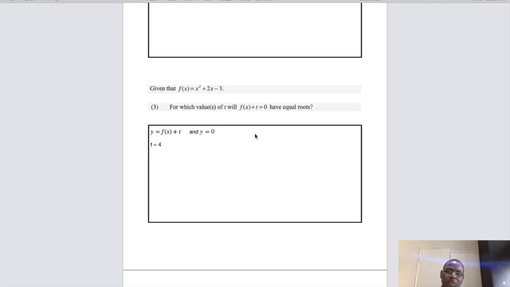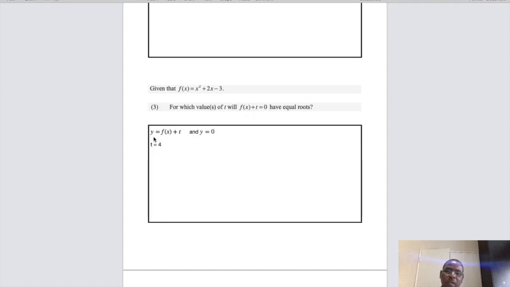But remember again, we said if you are solving equations graphically, you need to draw the graph of the function that is on the left-hand side and also draw the graph of the function on the right-hand side. So the function on the left-hand side is f of x plus t.